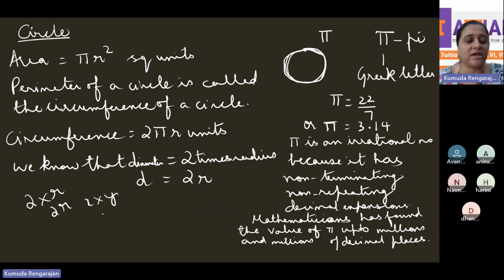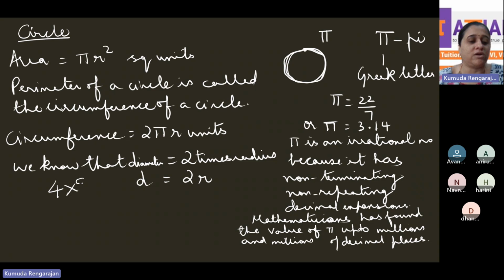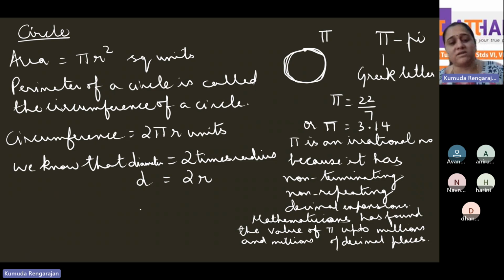x into y can be written as xy. But x plus y you cannot write as xy. When it's multiplication, you can just take away that sign, if it is only in letters, not numbers. If it is 4 into 5, you cannot write it as 45. This is in algebra, when you use variables. So 2 into r is nothing but 2r.